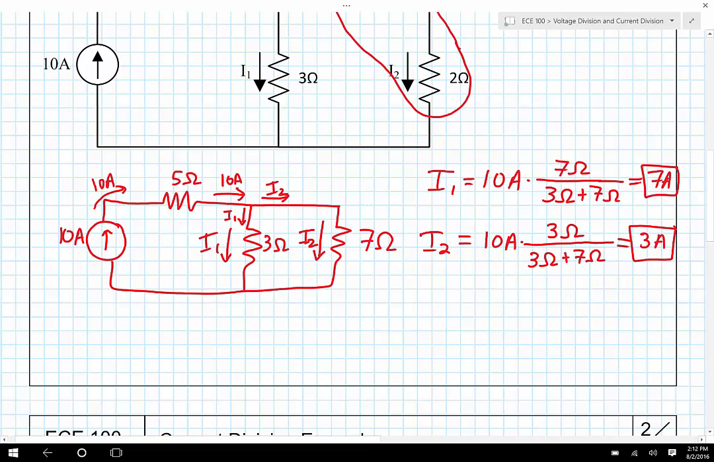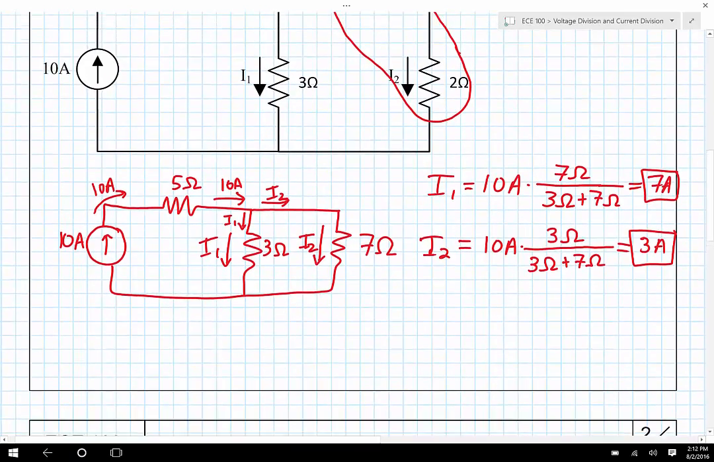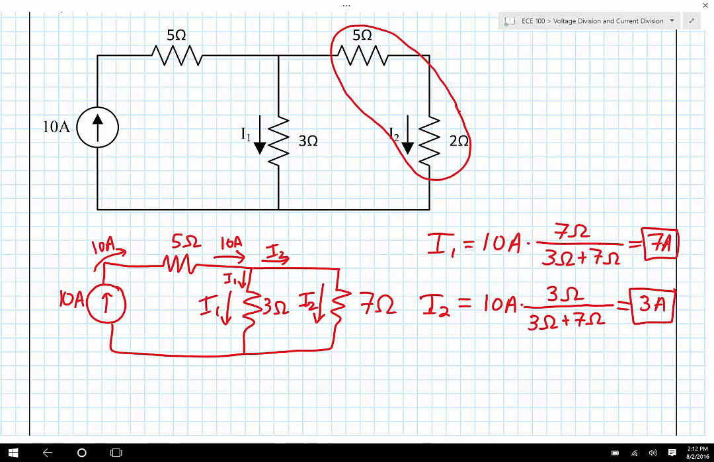Do the two currents add up to 10 amps? Yes, they do. Does the larger resistance, 7 ohms, I2, get the smaller current? Yes, it does. So I'm feeling pretty good about the reality check on those two answers. And notice that looked like it was going to be harder than it was.